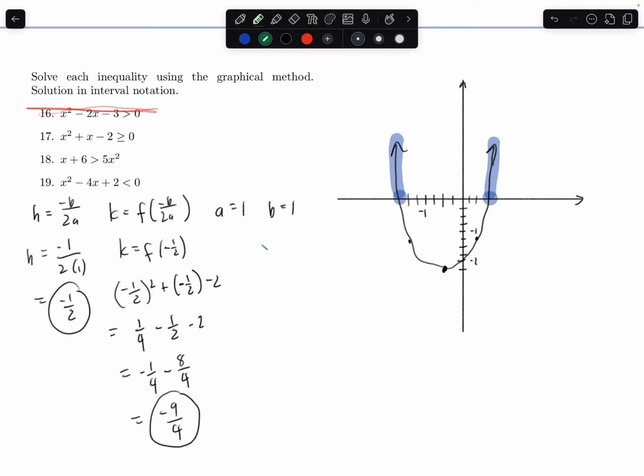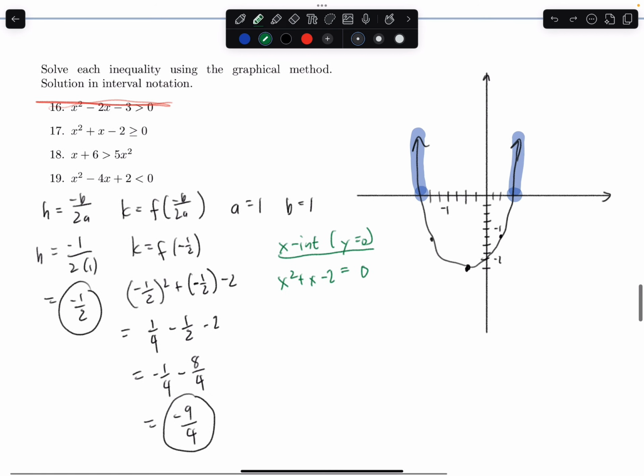Let's use green. And find the x-intercept, which is where y is equal to 0. Which is where I'm going to solve this equation, x squared plus x minus 2 equal to 0. And we're going to bust out our trusty quadratic formula to solve that thing. Quadratic formula says x equals. Quadratic formula, by the way, is only really useful if I'm looking at where it's equal to 0. That's what it's used for.